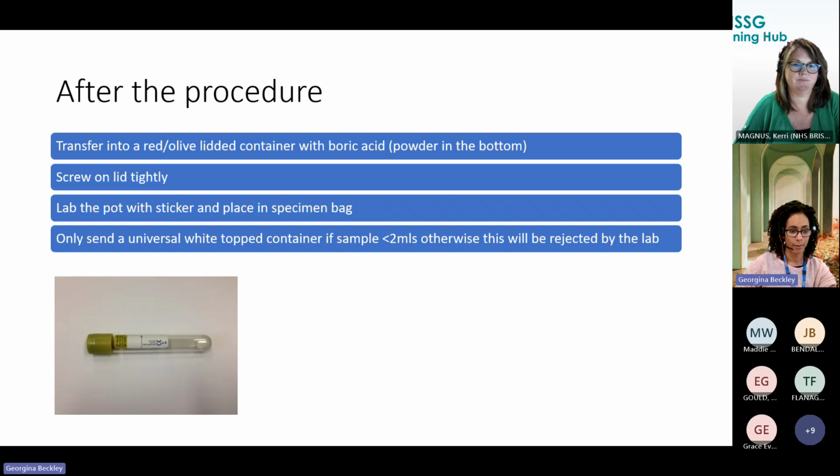So I form part of the rejected specimens working group in infection sciences, and a lot of our rejected specimens are because containers are unfortunately leaking. Then the lab pot has to have the sticker in place, and then the specimen bag. Only send a white topped universal container if the sample is less than 2 mils. That's obviously a tiny sample, usually just paediatrics. So the vast majority of samples should go in the boric acid containers, and unfortunately if it is over 2 mils, the lab will reject those simply because it doesn't fit onto our automated machine.